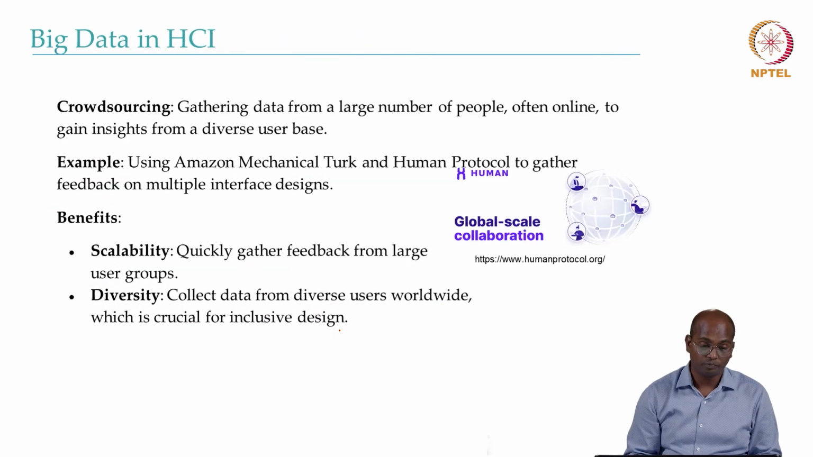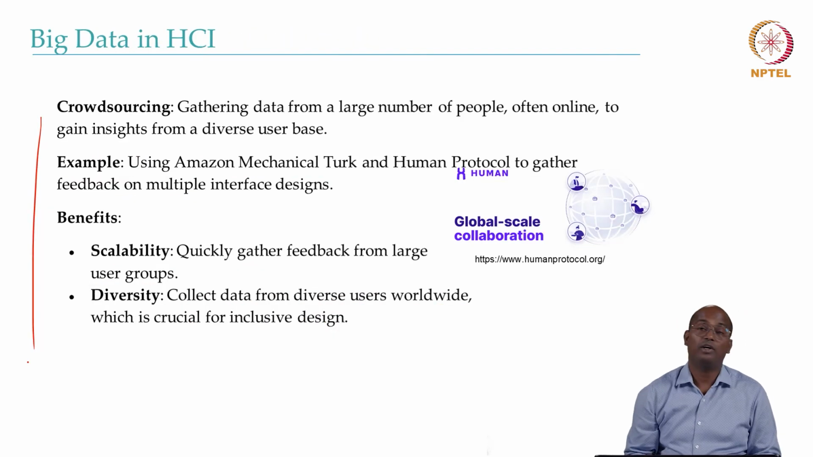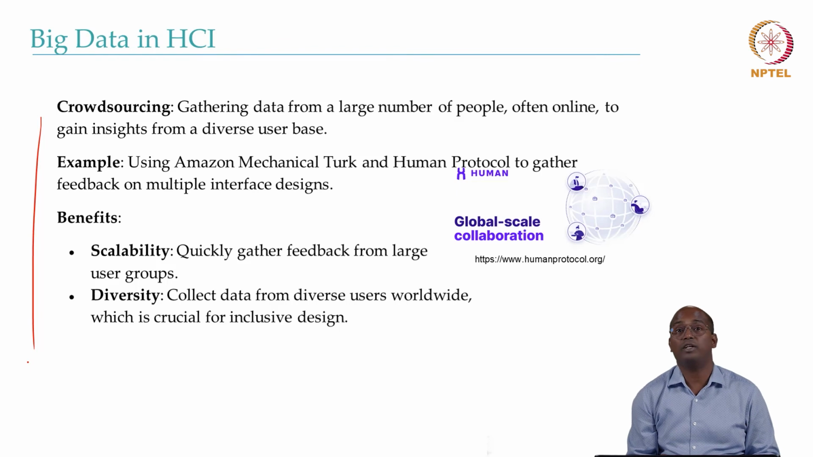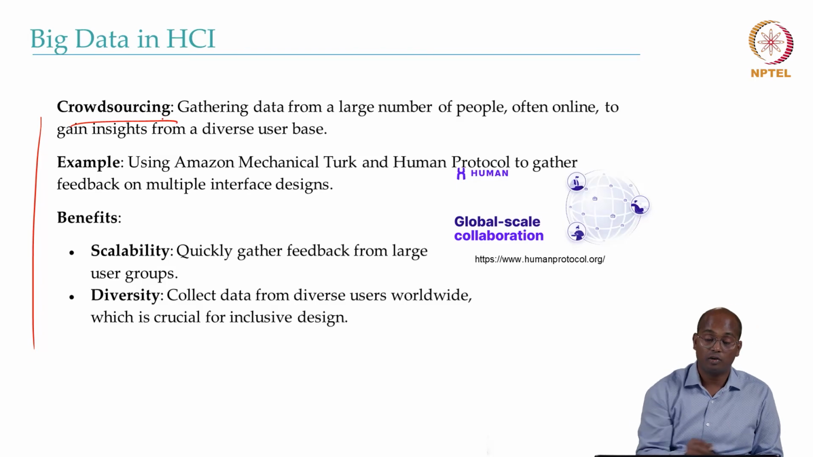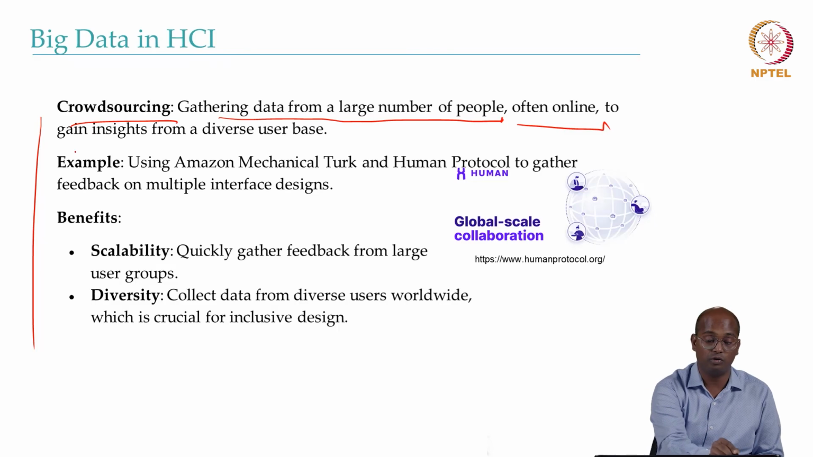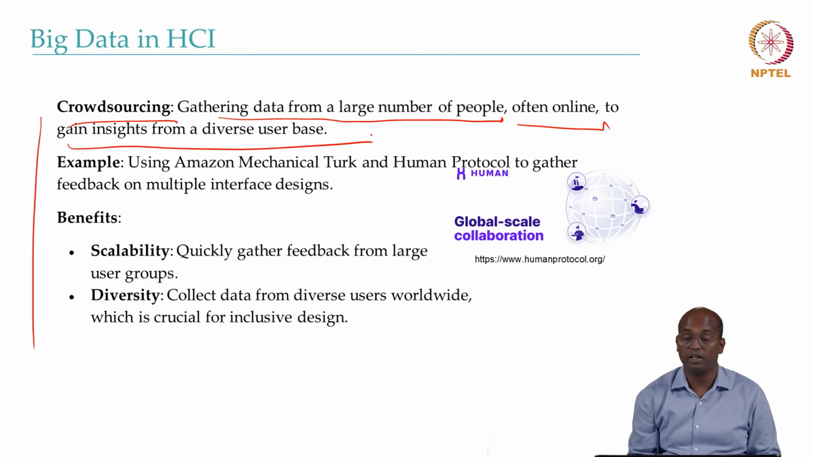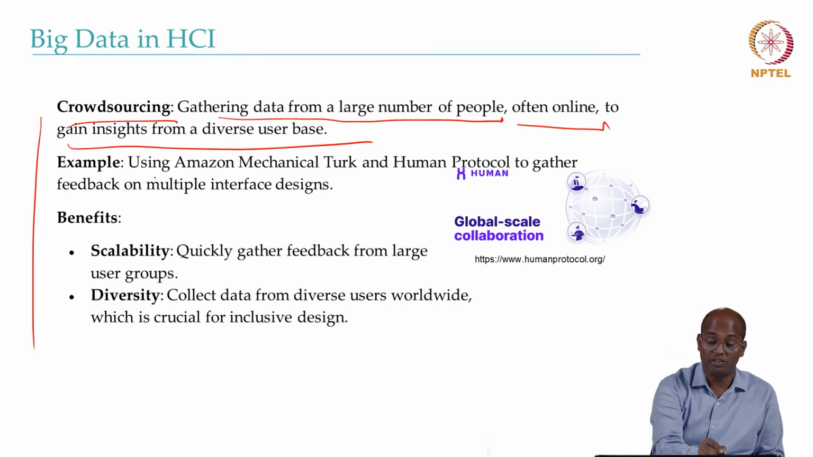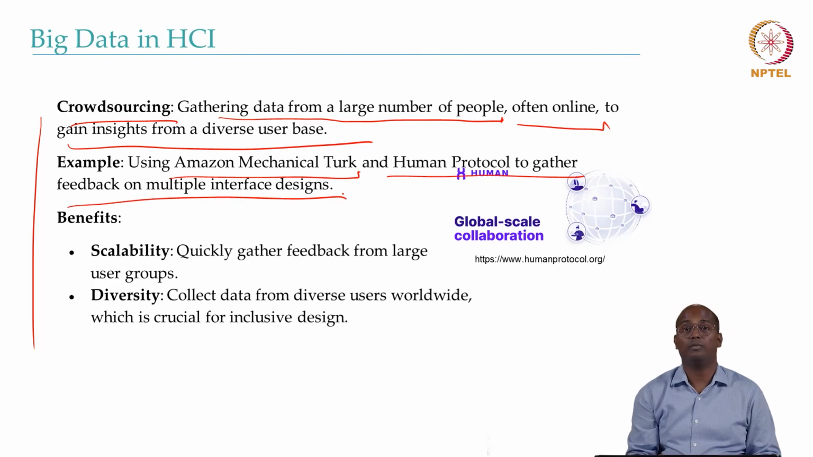As I mentioned, often you may need big data in your system, and you may not have enough resources to reach out to people to get the data. That's where you need to take the help of crowdsourcing, where you gather data from a large number of people, often online, to gain insight from a diverse user base. For example, Amazon Mechanical Turk is used to gather feedback on multiple interface designs, or to get labels on different tasks, and so on.